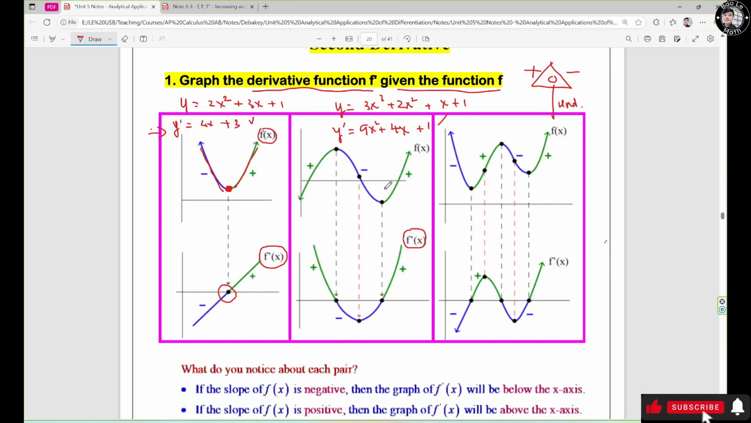Now how do we graph this one? We look at this right here. The relative extrema of the original function becomes a zero of the first derivative function. So it could be 0 right here. Next, this one is the inflection point. All inflection points become the relative extrema of the first derivative function.